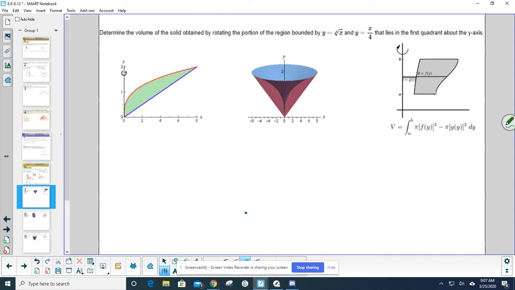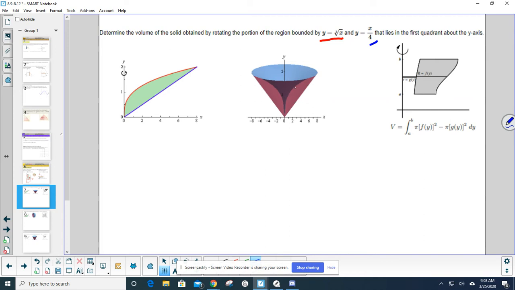So here we go. We're going to determine the volume of a solid obtained by rotating a portion of the region. Now they have to tell you what it's bounded by. So we have y equals the cube root of x and y equals x over 4. What you're going to see over here is your cube root of x in the red, and then the x over 4 in the blue. This green is the shaded region that we're going to be rotating.